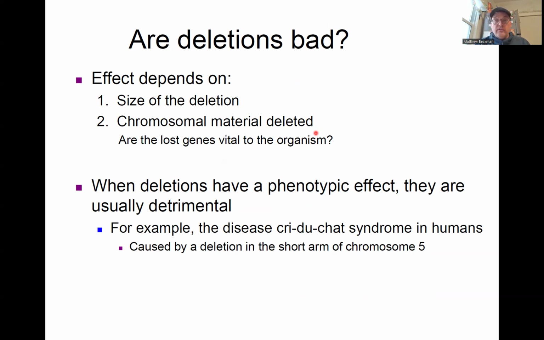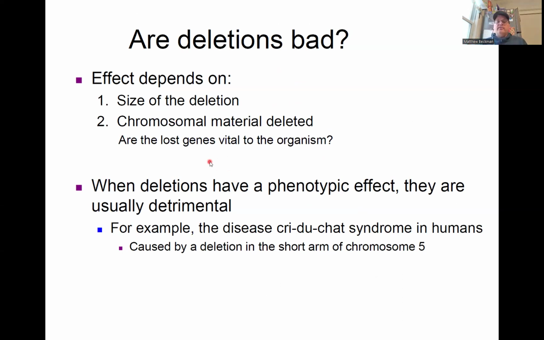Are they critical genes for the function of cells? When are they critical? If it's lost later in life, would that be less damaging than if it was earlier, etc.? Okay, but in most cases, we're talking about the formation of sperm and egg. So a deletion could be pretty damaging if it hit a significant gene or took out a big enough chunk of the chromosome. Okay, so when deletions have a phenotypic effect, they're usually detrimental. That is, if you can see it in the phenotype, it's probably an issue.